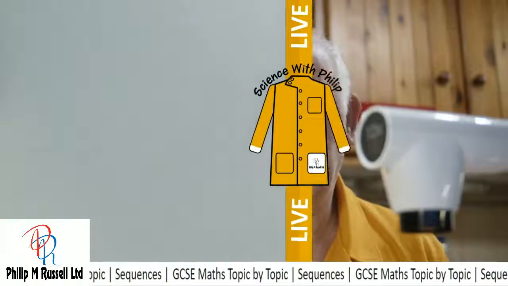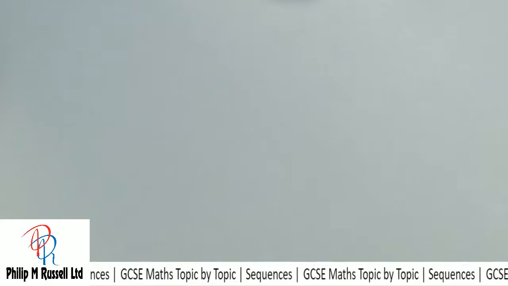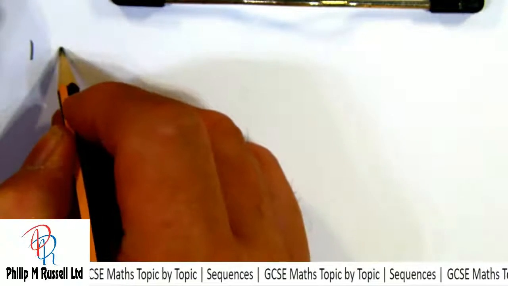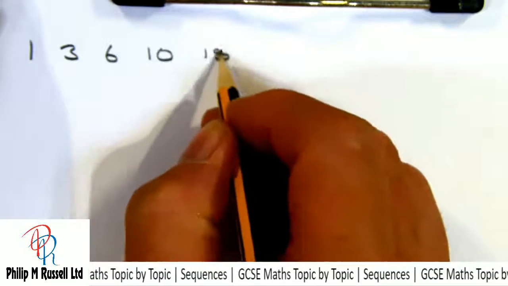So we've looked at arithmetic, geometric, Fibonacci, and quadratic. Are there any more types? Unfortunately, yes. So, what other sorts of numbers might we get when we're trying to play around with some of these sequences? How about this number? I've got 1, 3, 6, 10, 15.